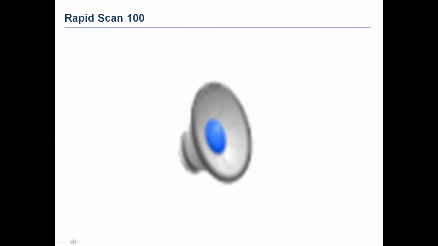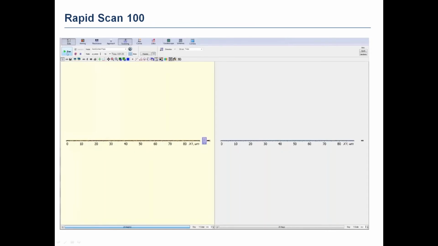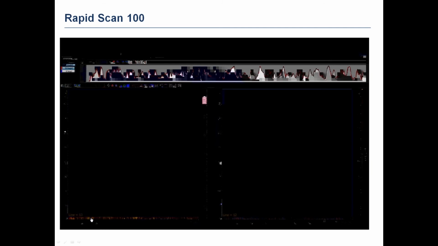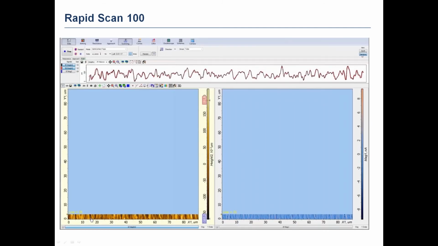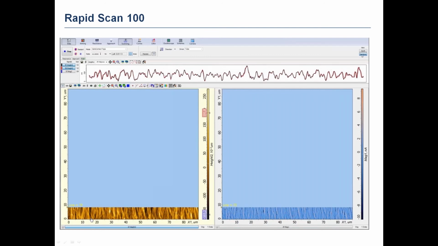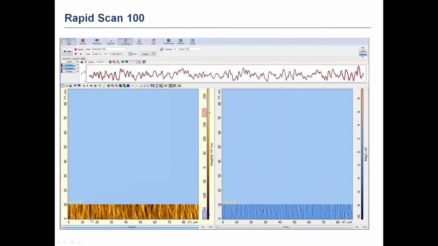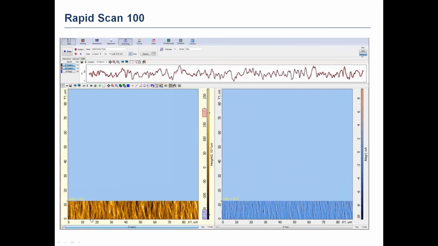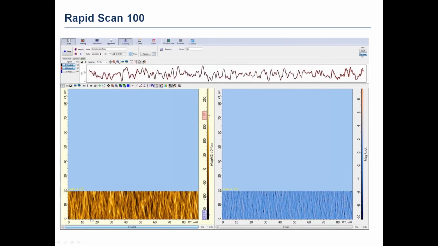And then, keeping the same scanning range of 90 by 90 microns, it is possible to scan not just atomically flat surfaces, but also rough surfaces like a collagen surface in this example, with a scan speed of about 10 lines per second.